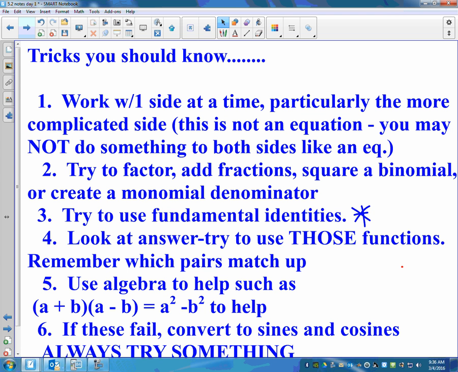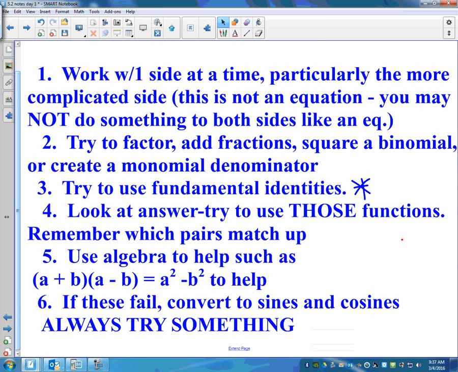Remember, it's not an equation, so you can never move something over to the other side, right? It's like two separate sides going on. Look for all those strategies that we built in 5-1. Can I factor? Can I add fractions? Can I square a binomial? Can I get a common denominator? Those fundamental identities, especially the Pythagorean identities, see if you could use those.